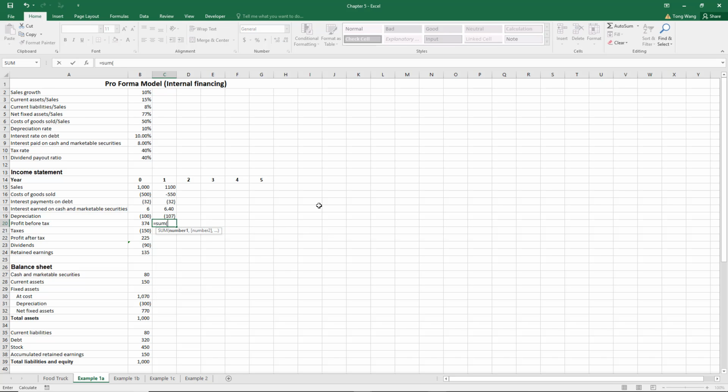Profit before tax, and tax rate is 40% multiplied by C20. Profit after tax equals the sum of the above. Dividend is equal to negative the dividend payout ratio applied to the number above it. Retained earning.